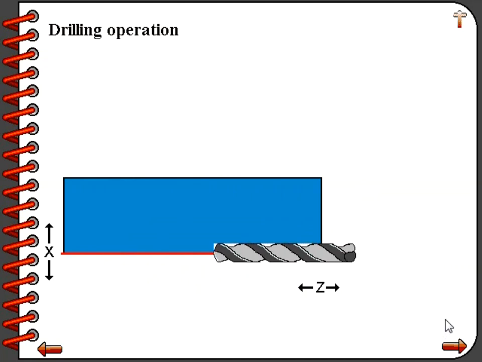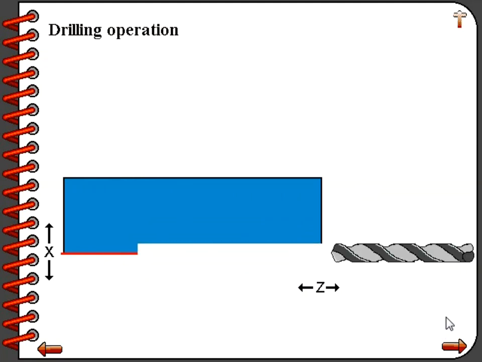Drills can be used on a CNC turning center as well. We would consider this a drilling operation. The tool would have to be moved down to the center line of the spindle, which would be considered X0. The tool would then be fed into the workpiece along the Z-axis until the depth of the hole is reached.